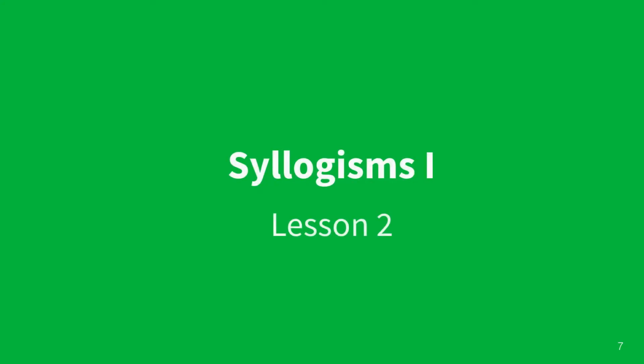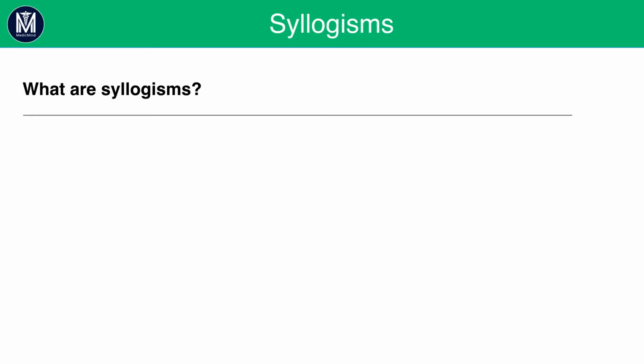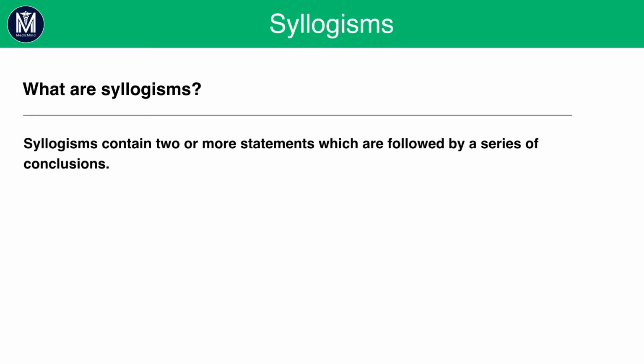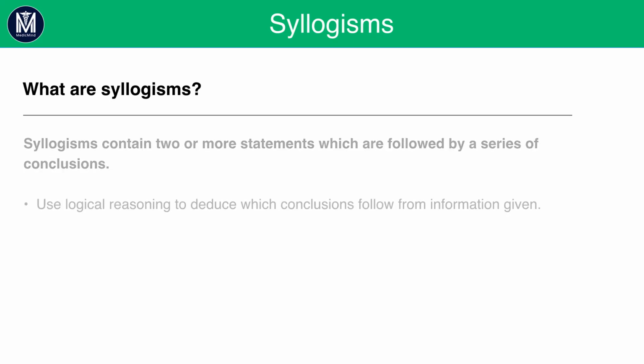Now, let's look at syllogisms. So what are syllogisms? Syllogisms contain two or more statements which are followed by a series of conclusions. You need to use logical reasoning to deduce which conclusions follow from the information given. The information may not actually make actual sense.